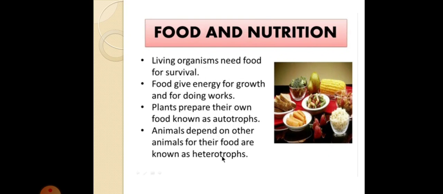Third, food and nutrition. Living organisms need food for survival. Food gives energy for growth and for doing work. Plants prepare their own food and are known as autotrophs. Animals depend on other animals for their food and are known as heterotrophs.